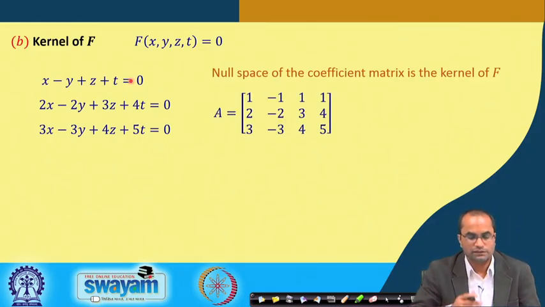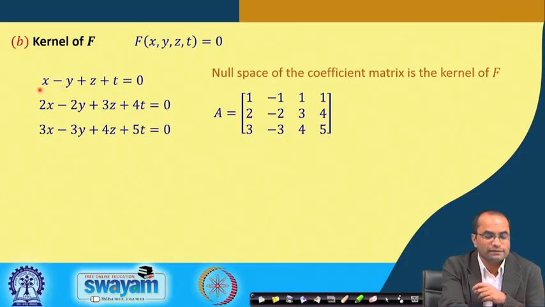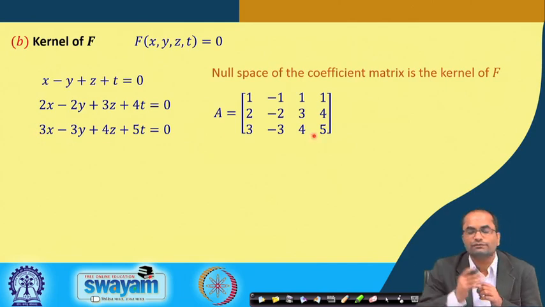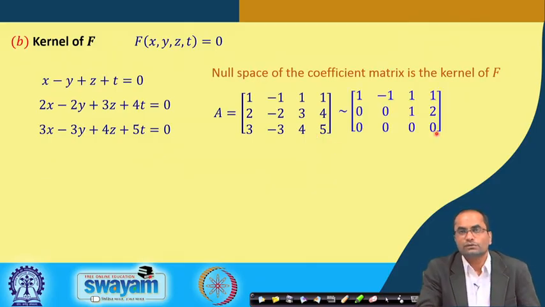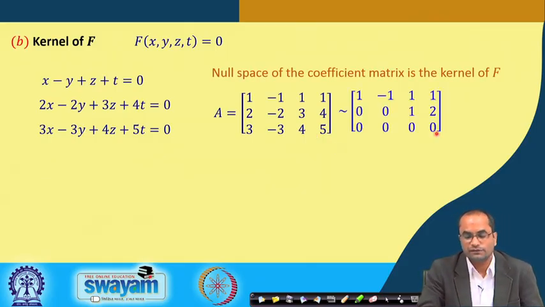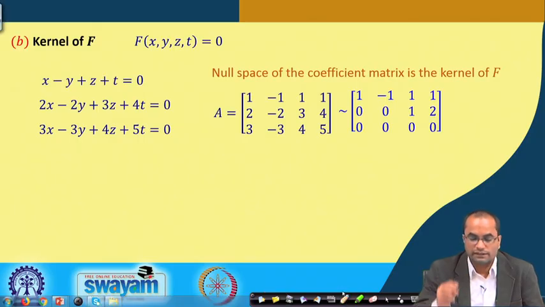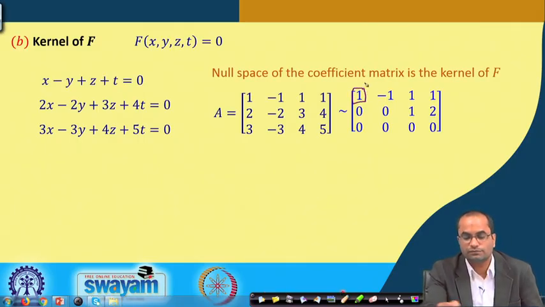So, let us put it in matrix form. The coefficient matrix is 1 minus 1 1 1, 2 minus 2 3 4, and 3 minus 3 4 5. And again we need to convert it into the reduced echelon form, which we have done just before, and now we can easily find it, because this is the pivot here and this is the pivot. This corresponds to x, this to z, and this to t.